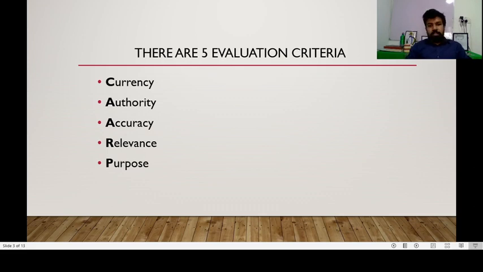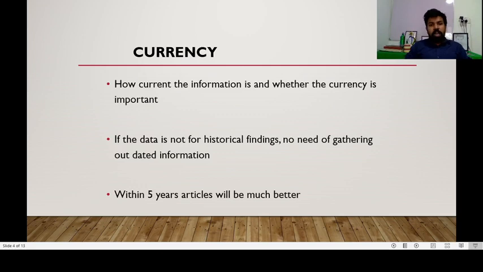So the first thing is currency. Currency means how current the information is. While you are doing some assignments, for example, if you are doing something related to dengue fever or infection control, that may be research. In that case, while you are selecting information, sometimes you have to put guidelines or different components. For example, if you consider a guideline related to dengue management, it is better to put a newer, updated guideline for that.